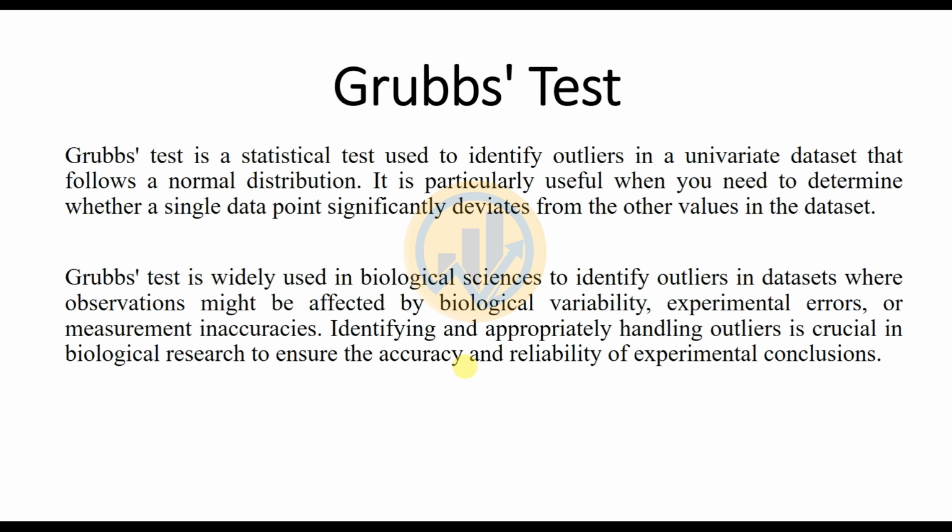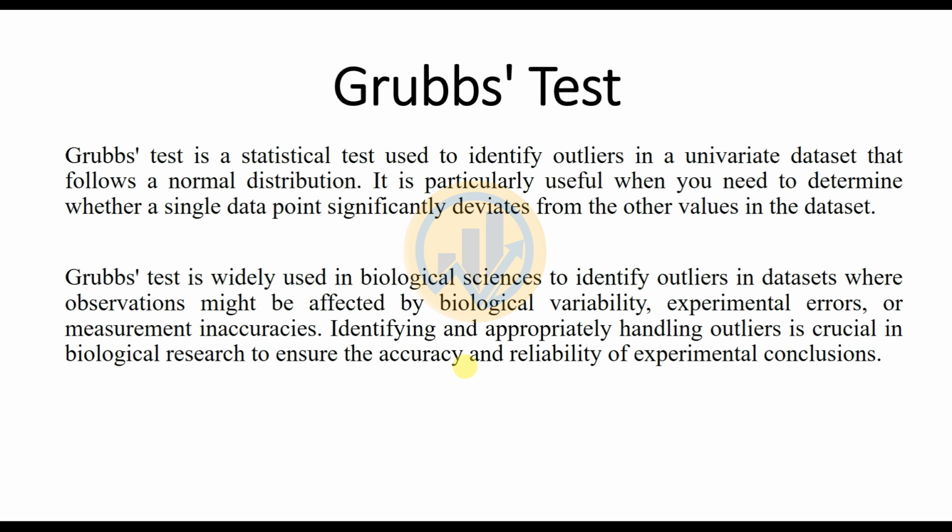The Grubbs test is widely used in biological science to identify outliers in a dataset, where observations may be affected by biological variability, experimental error or measurement inaccuracies. Identifying and appropriately handling outliers is crucial in biological research to ensure the accuracy and reliability of experimental conclusions.